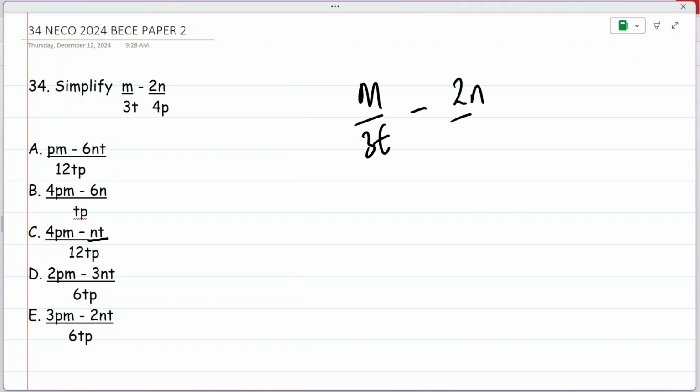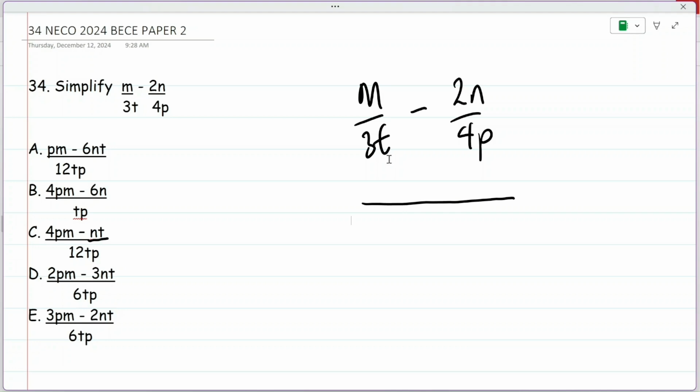Question 34. Simplify m over 3t minus 2n over 4p. You have m over 3t minus 2n over 4p. It's just the same thing as subtracting fractions. You find the LCM, then you do the normal process.